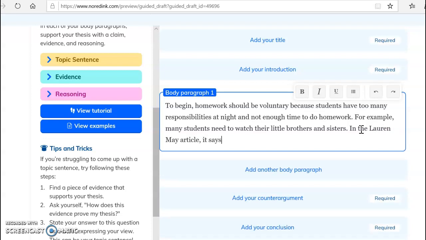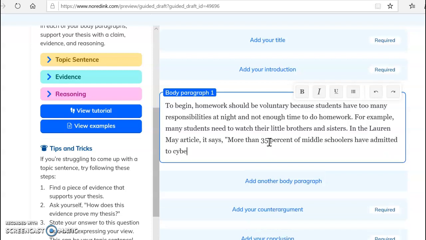So you would go back to this one and you say, in the Lauren May article, comma, it says, quotation marks, more than 35% of middle schoolers have admitted to cyberbullying. I'll put the period there. Since I said in the Lauren May article, then I don't need to put it again. Okay, so you can do something like that.